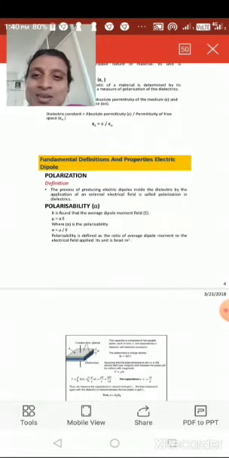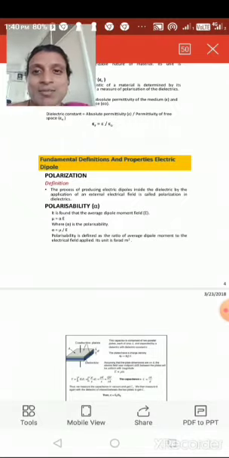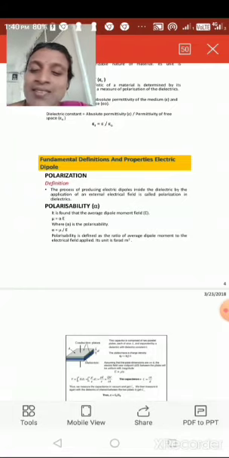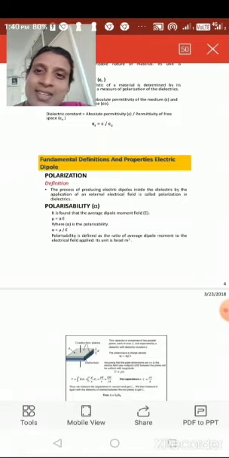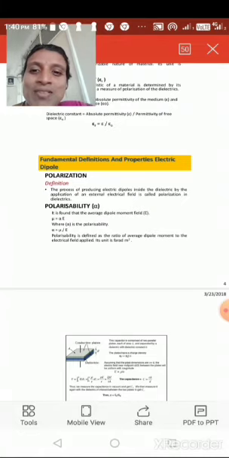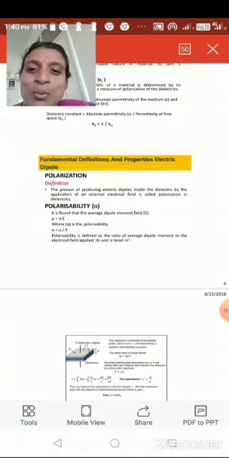Polarizability is denoted by the symbol alpha. How can we get this polarizability? We get it when we place the material in an external electric field. Without an electric field we can't get dipoles. The material property of the dipole is represented by mu, and we get mu only when we place the material in the electric field. So both of them are directly related: mu is equal to alpha E. That means alpha is equal to mu by E.